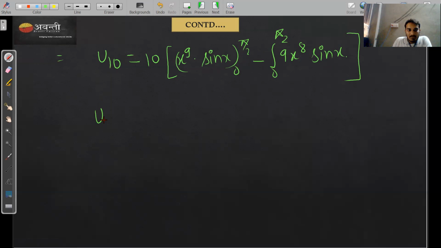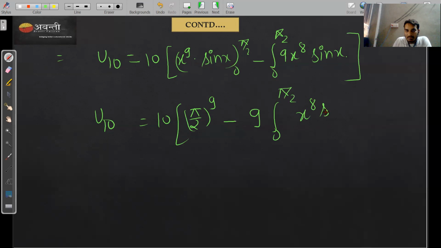So see, u10 becomes 10 times, put pi by 2, what do you get? Pi by 2 raised to the power 9, and sin pi by 2 is 1, sorry, and when you put 0 you get 0, right? So only pi by 2 raised to the power 9 remains, minus 9 times integration 0 to pi by 2 of x raised to the power 8 sin x, right? We still don't know the integration of this. Okay, no problem. Now open this bracket, it becomes 10 times pi by 2 raised to the power 9 minus 90.